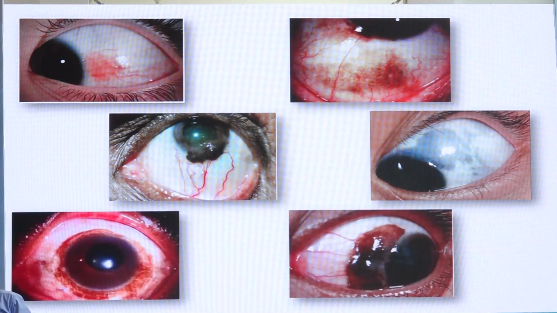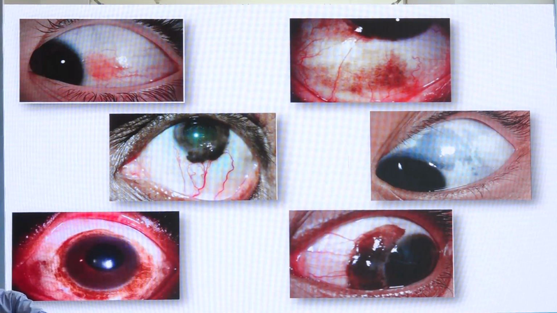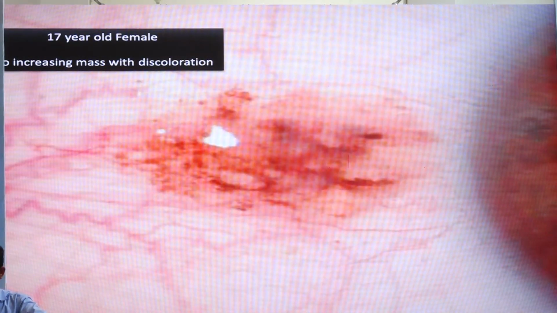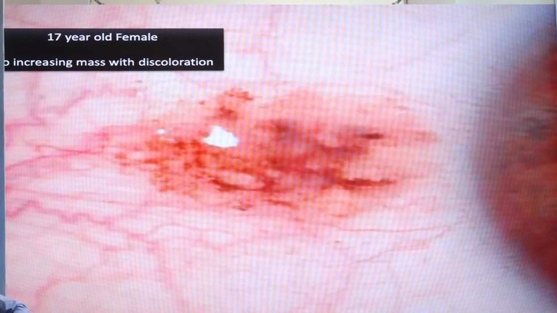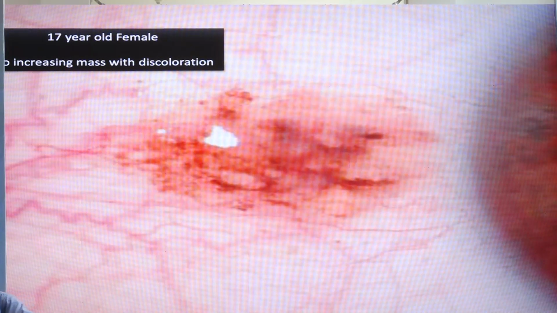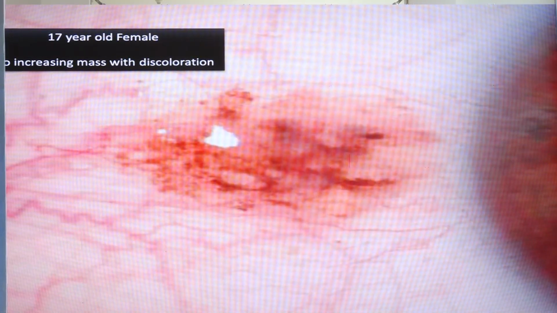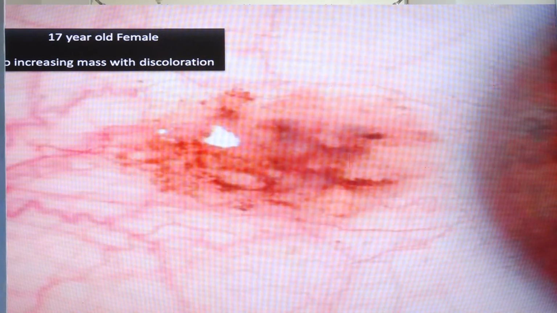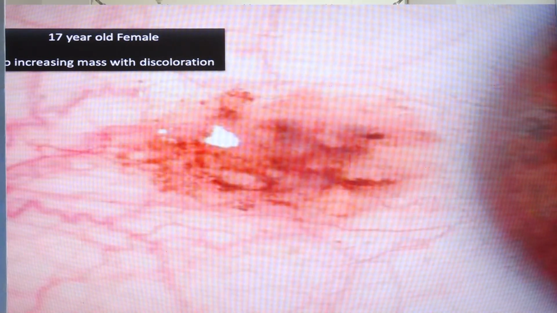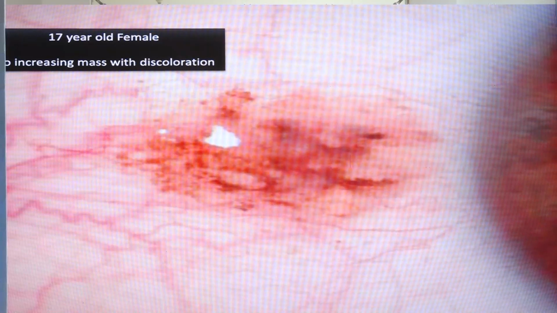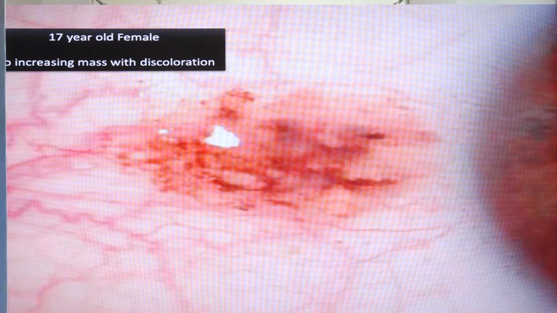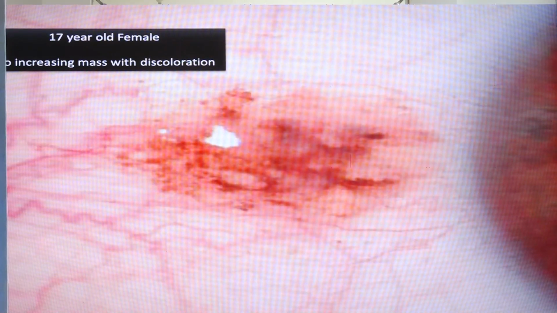So when I show you these different kinds of pigmented lesions, let's start with the most common one. A 17-year-old female comes to your OPD with this kind of a mass, and she has obvious complaints that it is increasing in size and it is also causing discoloration. With what confidence can you tell her that this is just a nevus and you don't have to worry and this will not harm you anyway for your life?